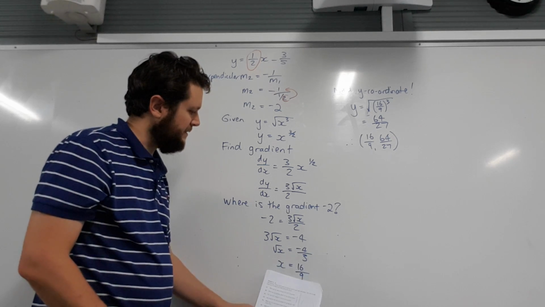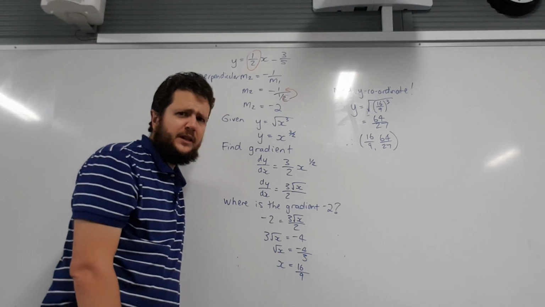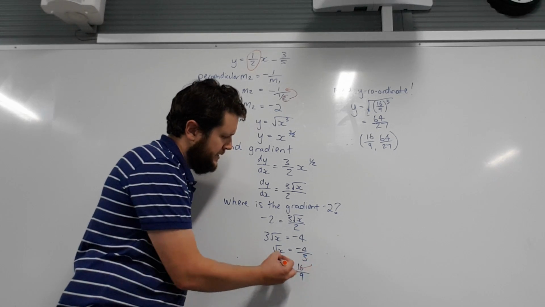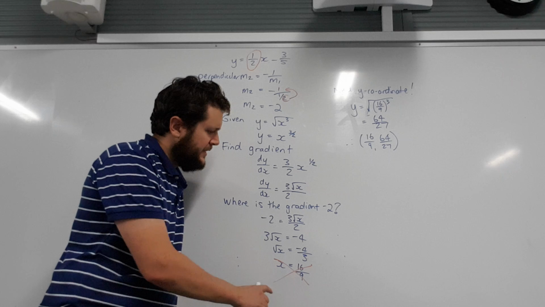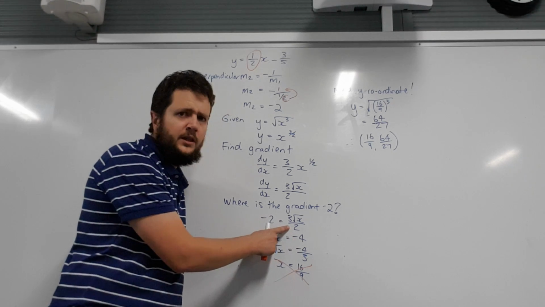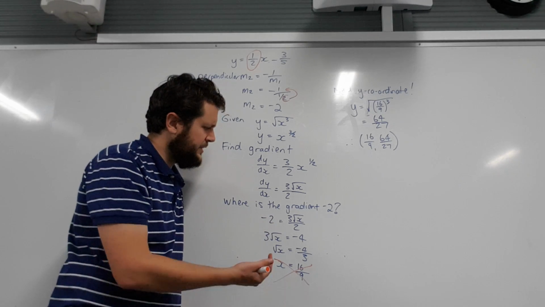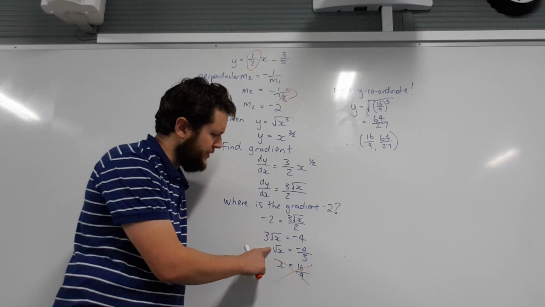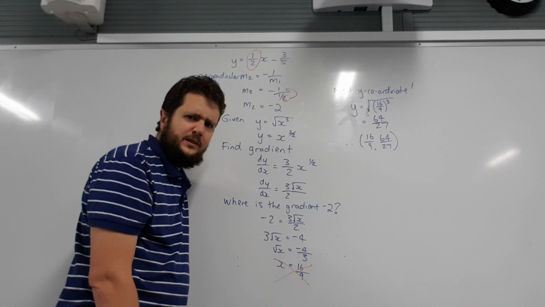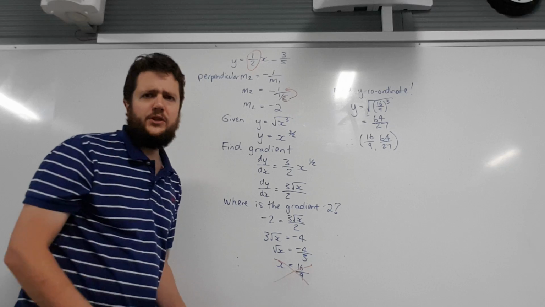The problem comes in here. The only option I have left there to try and get x out is to square both sides, but this isn't valid. The reason it's not valid is if you go and you put 16 over 9 back into the expression here, you won't get negative 2, you'll get positive 2. And if we think about it, the square root of what would give us a negative number? Doesn't work. Square root's usually a positive number.